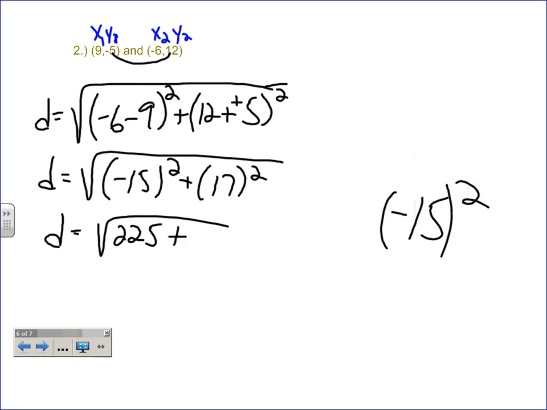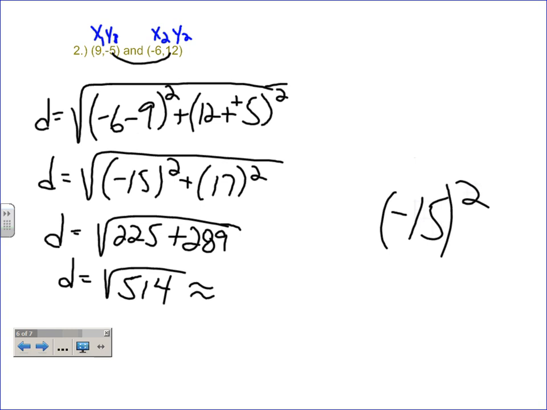Plus, does anybody know 17 squared? What is that? 280. I'm sorry. 514. Well, that is not a perfect square, is it? 514. So that's again where you have to look at the directions. Are they asking me to give an exact answer? If they are, there it is, square root of 514. If they're not, you can use this little symbol, which is approximately equal to. It's an equal sign that's not 100% sure.